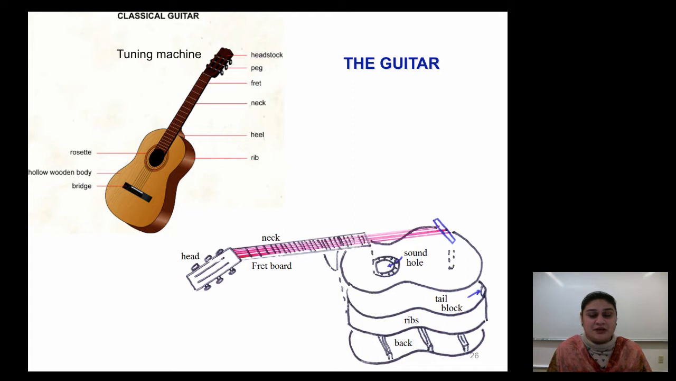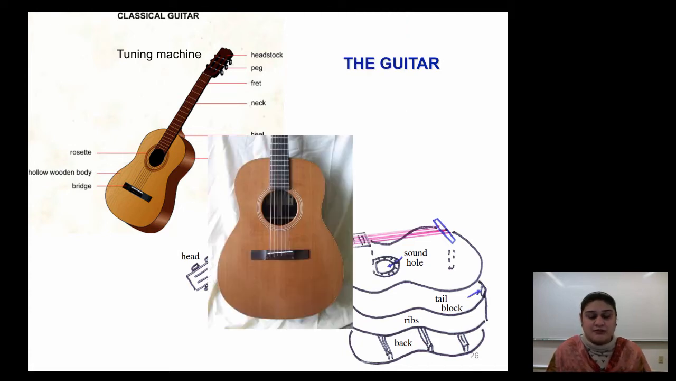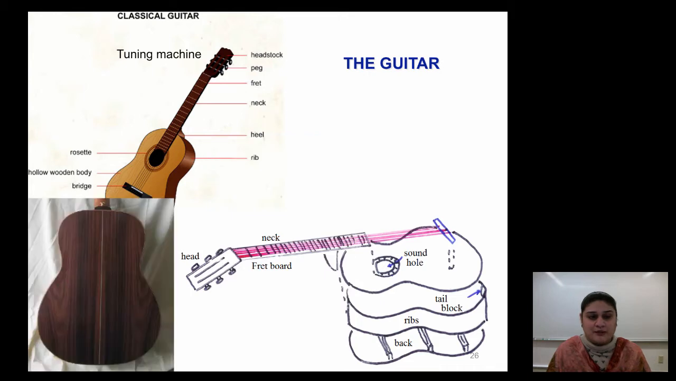Deconstructing the guitar. This is what the different parts of the guitar would look like: the top half, the bottom half, the ribs, the tail block, and so on. And now let's look at the different components of a guitar. So that's the body, the back.